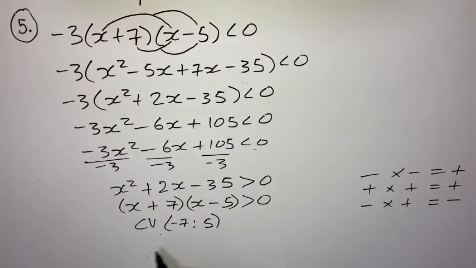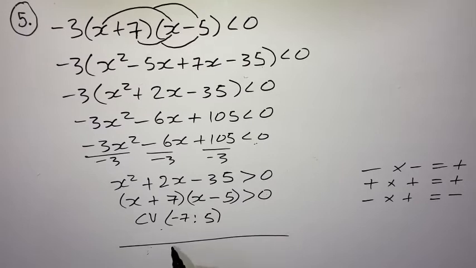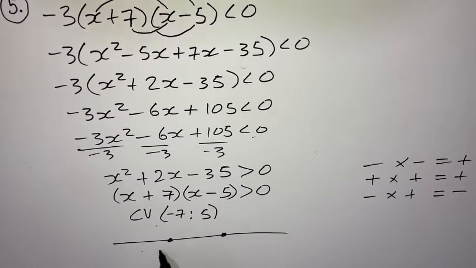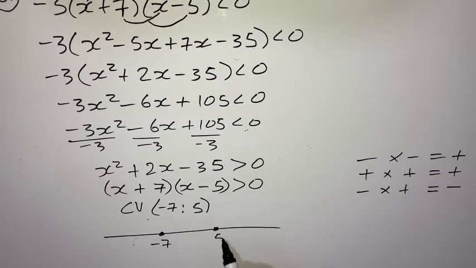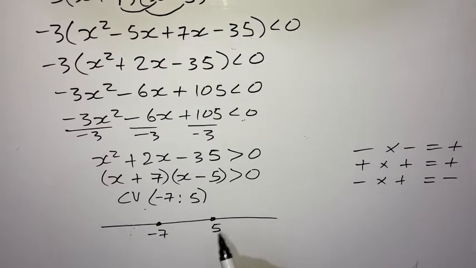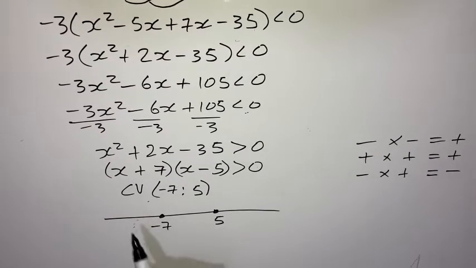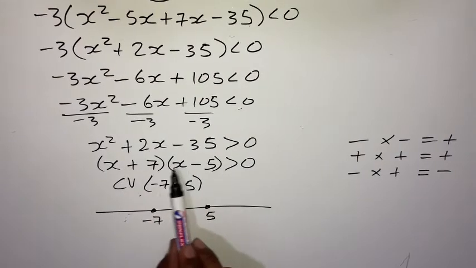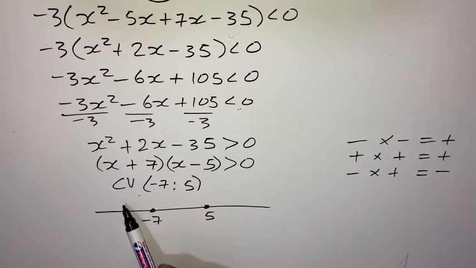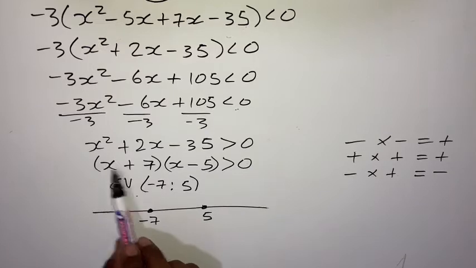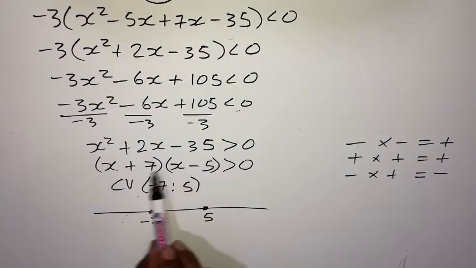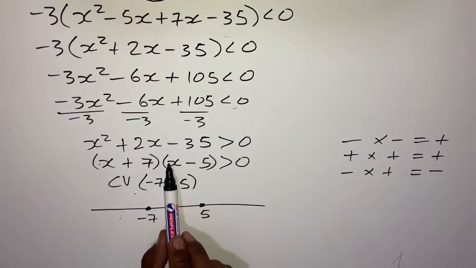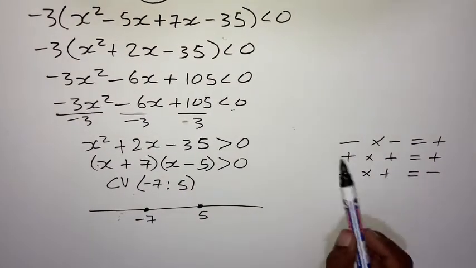So after writing your critical values, you'll have to go to your number line. On your number line, you'll place your critical values, which are -7 and 5. Then from here, you'll put the signs, of which this x in brackets will help you in finding the signs to place here. Then check if your x in brackets have the same sign. So this x is positive, this x is also positive, which takes us back to our product rule.